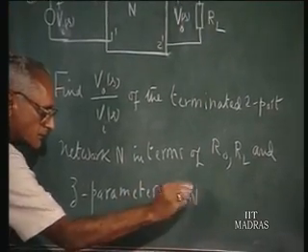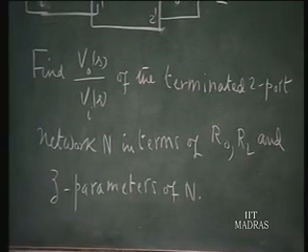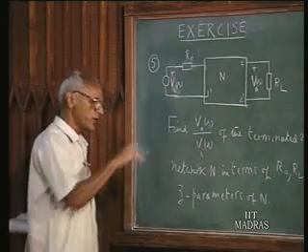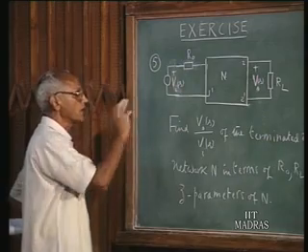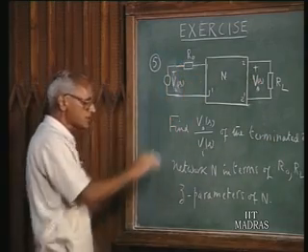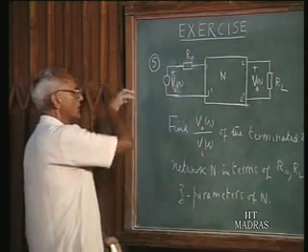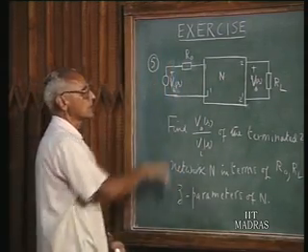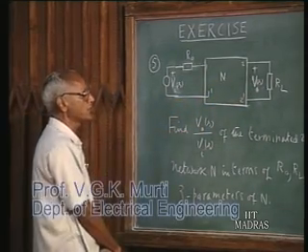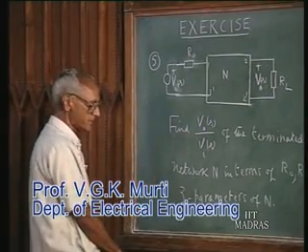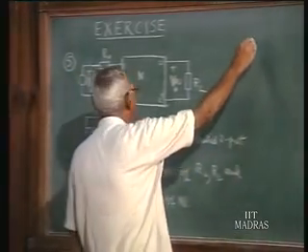of N. We have done a similar example in the lecture where there is only RL, R0 is 0. Now we extend that to find the ratio of V0(s) to Vi(s) in terms of the Z parameters and R0 and RL. This is a very practically important situation where N could be a filter network where you have a source with an internal resistance R0 and the filter is terminated in a load resistance RL. This is a very practical situation and you try to find V0(s) over Vi(s) in terms of R0 and RL and Z parameters of the network N.